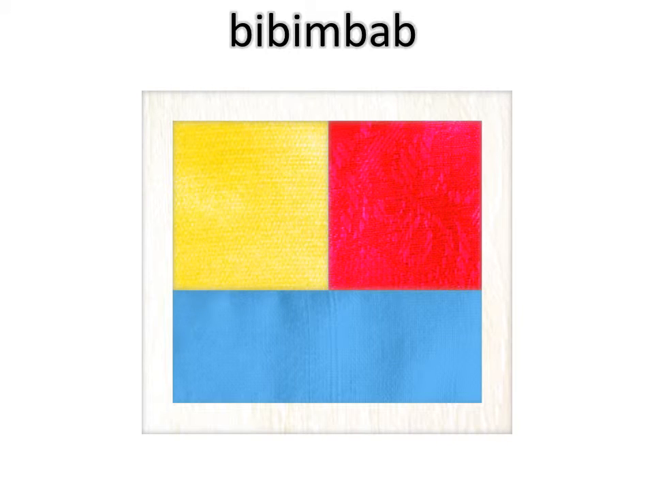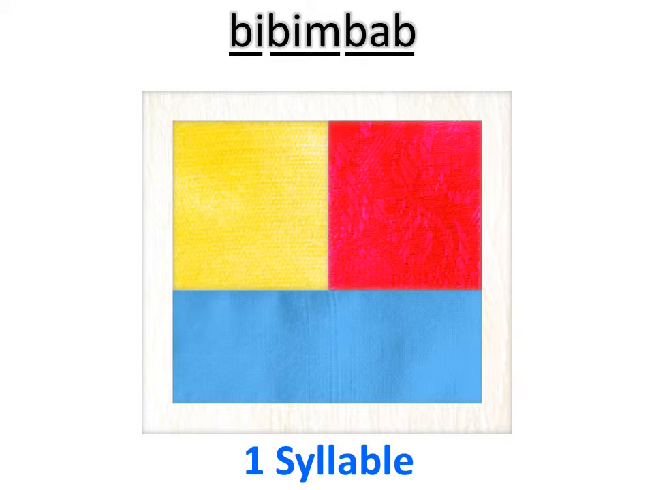Okay? Now, in Korean, we call this one syllable. One syllable is one unit that has one speech of sound, such as bi, bim, ba. They have a minimum 1 consonant and 1 vowel each, and sometimes additional consonant at the end to make a sound. In Korean, every syllable equals 1 square box.